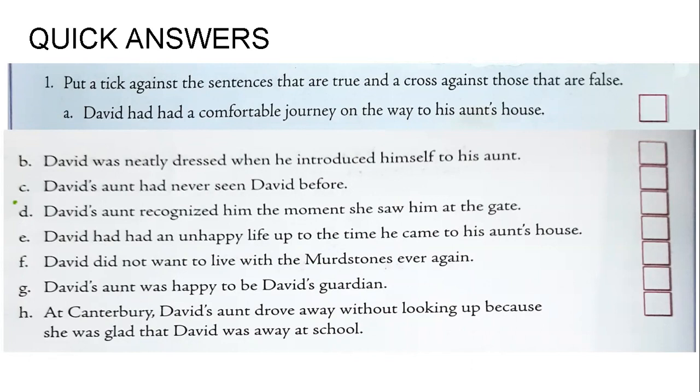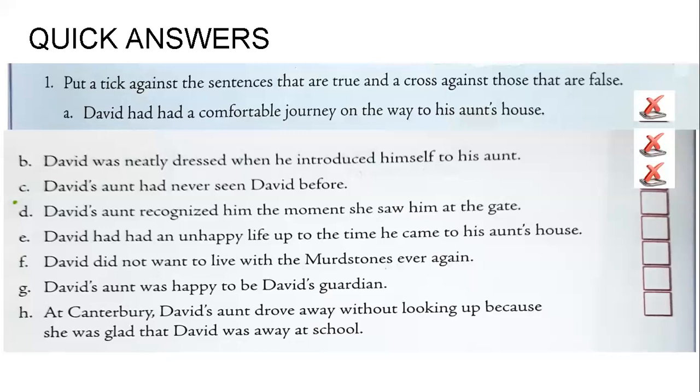The first one. David had had a comfortable journey on the way to his aunt's house. Was it a comfortable journey? Is that true or false? False. The second one. David was neatly dressed when he introduced himself to his aunt. True or false? False. David's aunt had never seen David before. Had she seen him before? Think. False, because she had seen him before when he was a baby.